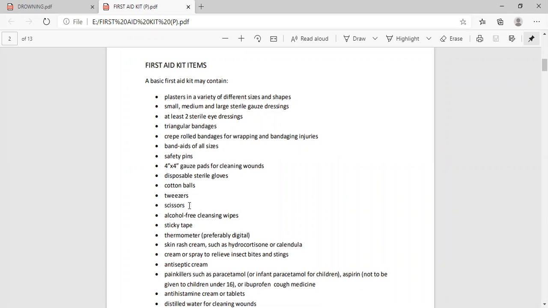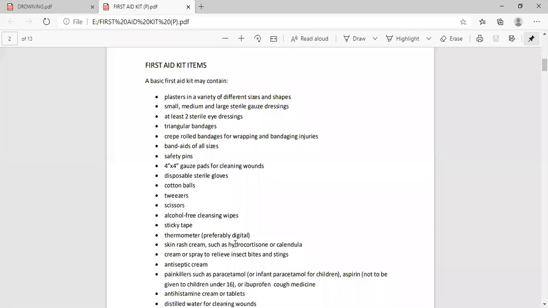Next, scissors. Scissors are used for cutting any kind of bandage or gauze. Then alcohol free cleansing wipes. Then sticky tapes for sticking. If sticky tape is not present, then you can also use a safety pin. If a safety pin is there, then sticky tape. Even if one is not there, you can use either of these two.